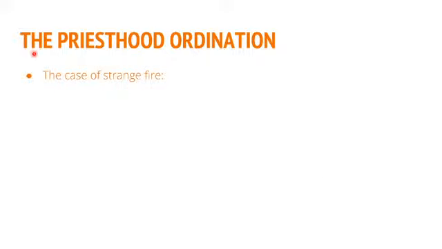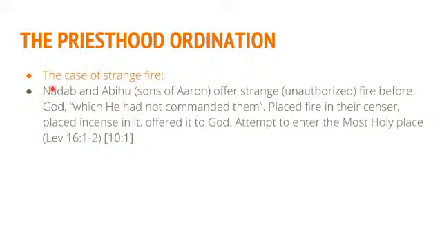Now, interestingly, this is a very important case here. This is the case of strange fire, which took place with this priest ordination. Listen to what happened. There were these two gentlemen by the name of Nadab and Abihu, who were sons of Aaron, who was also a priest. Obviously they were supposed to be priests as well, but they offered strange fire before God.